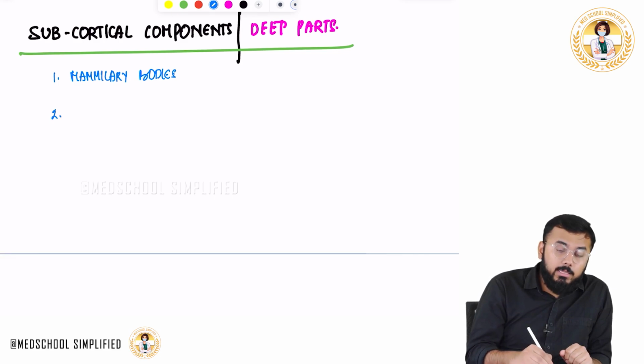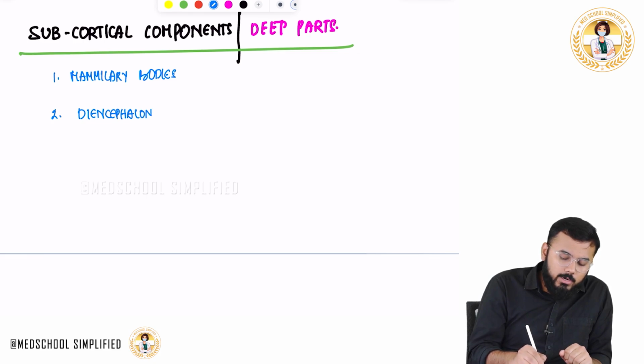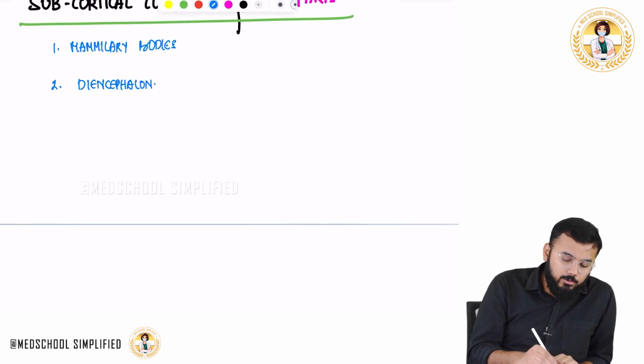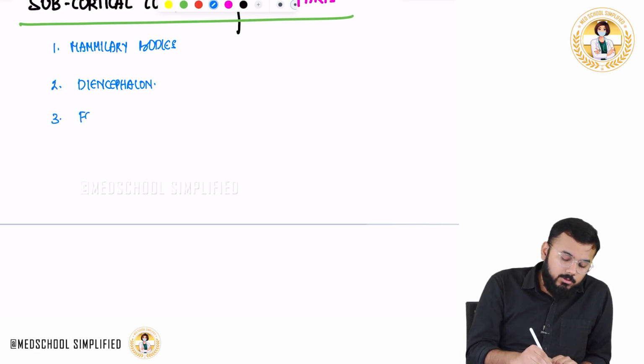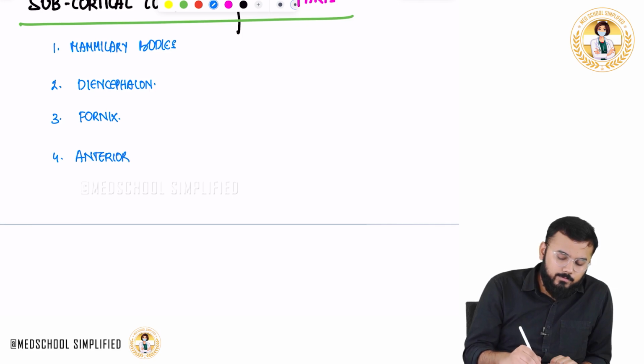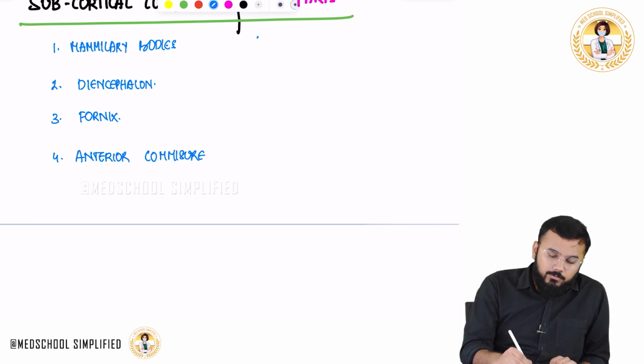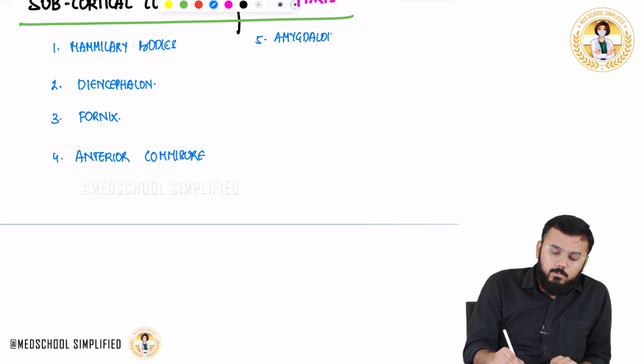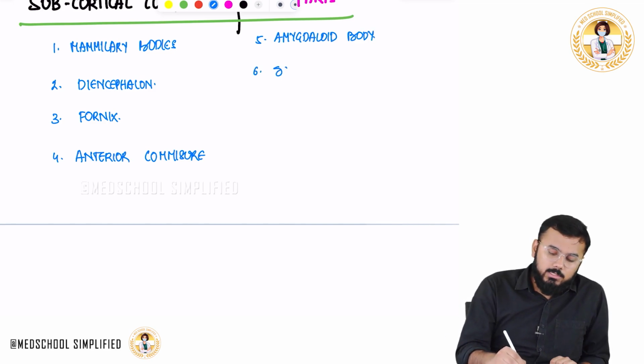Next, the second important part is your diencephalon. So all those students who have already attended my previous lectures, you know what mammillary bodies are, you know what diencephalon is, and you also know what picture I am going to draw. Third important thing is your fornix. Fourth important thing over here is your anterior commissure. Next, fifth important thing over here is your amygdaloid body. Okay. And sixth important thing over here is your septal region.